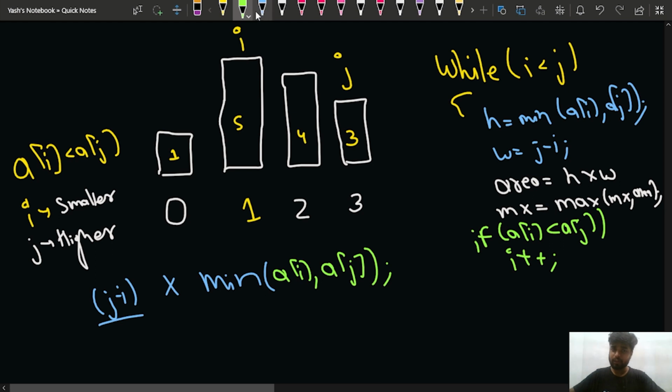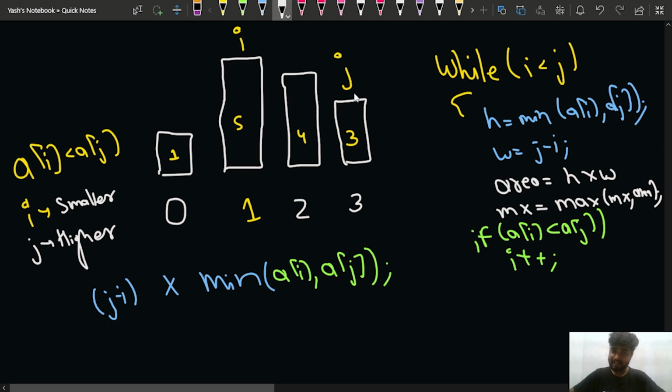Then what will happen? Now you will observe, I get a bigger height. Suppose I'm standing at a bigger height. Maybe it can stand at a smaller height as well. But now the chances are better, because j minus i is going to decrease for sure. So the answer is still dependent on the height.